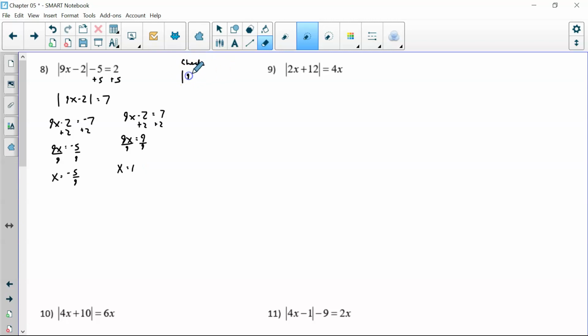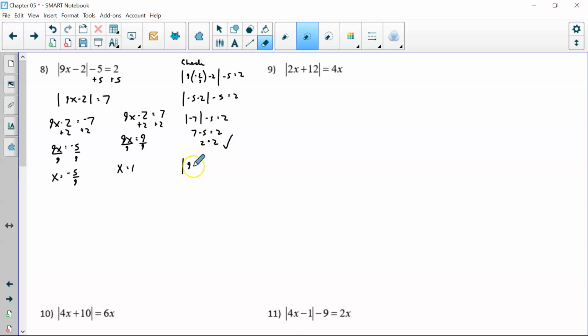Absolute value of 9 times negative 5 ninths minus 2, minus 5 equals 2. 9 times negative 5 ninths, that's going to be a negative 5 minus 2. Absolute value of that, minus 5 equals 2. So that's the absolute value of negative 7 minus 5 equals 2. Absolute value of negative 7 is 7. Minus 5 equals 2. 2 equals 2. That's good.